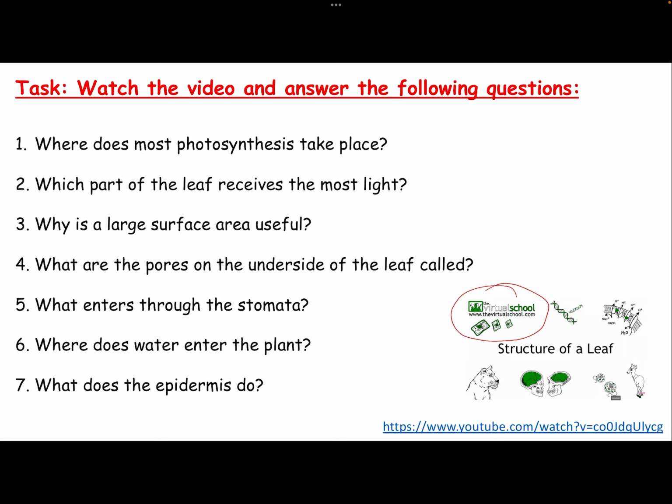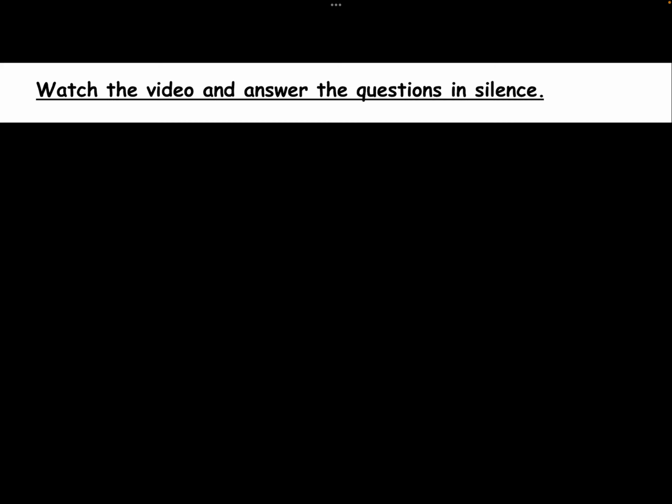So where does most photosynthesis take place? Which part of the leaf receives the most light? Why is large surface area useful? What are the pores on the underside of the leaf called? What enters through the stomata? And where does water enter the plant? What does the epidermis do? So you can actually write these down, then you can watch the video.